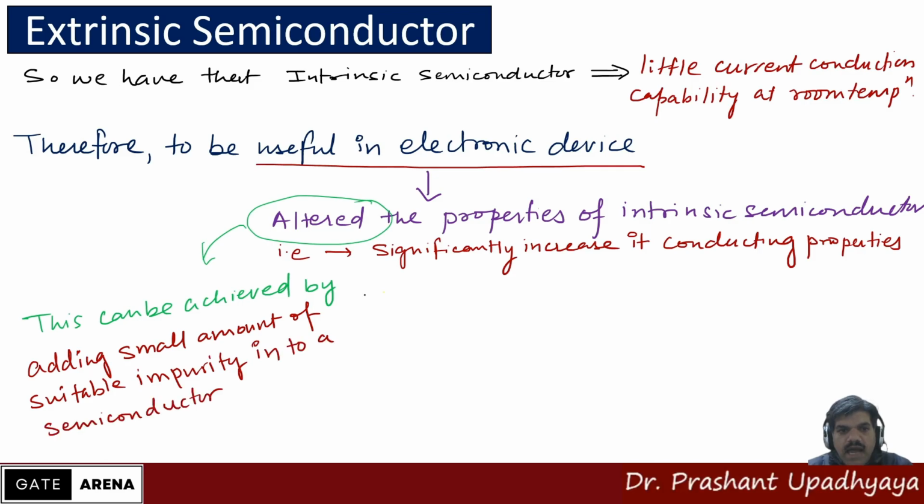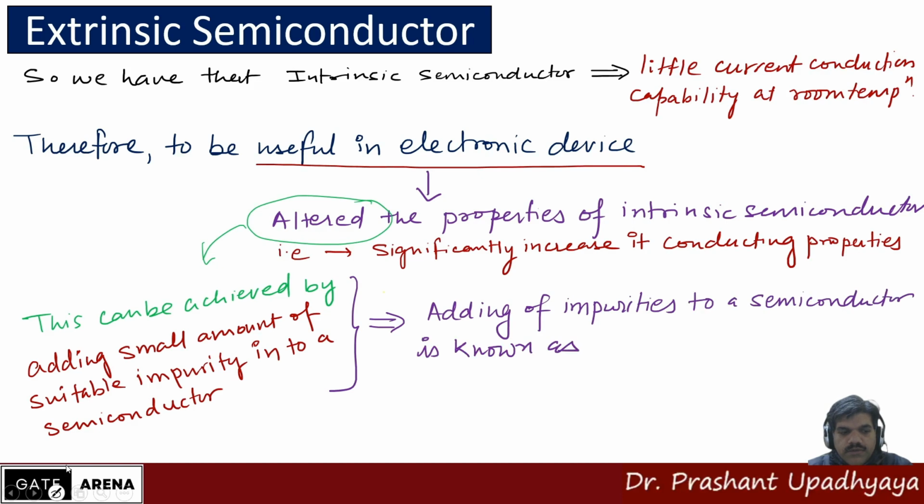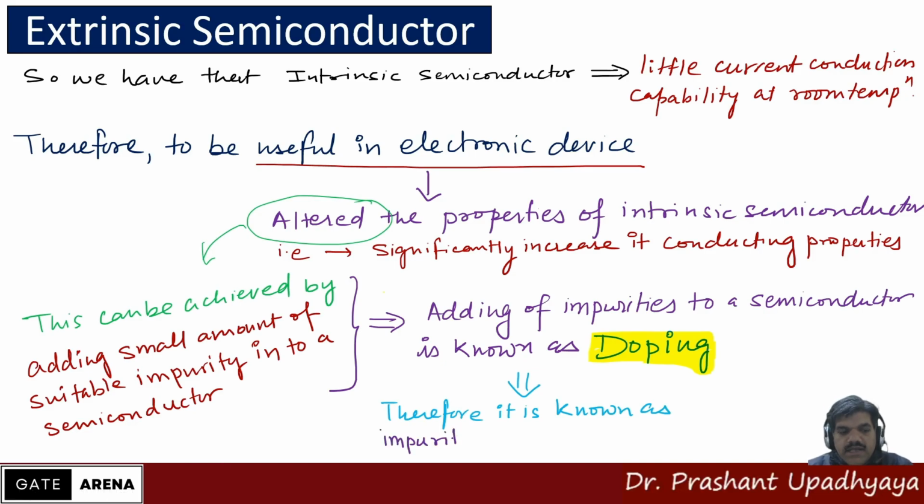When we add these impurities to a semiconductor, this process is known as doping. I am writing here: adding of impurities to a semiconductor is known as doping, and I will highlight this word. It is very important when you want to change the properties of a pure or intrinsic semiconductor. Therefore, it is also known as an impurity semiconductor or extrinsic semiconductor.